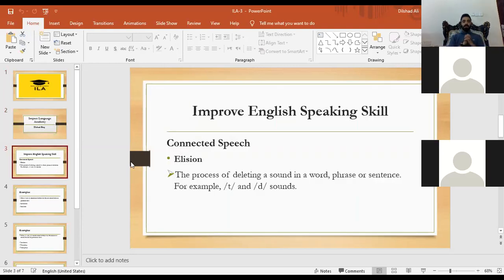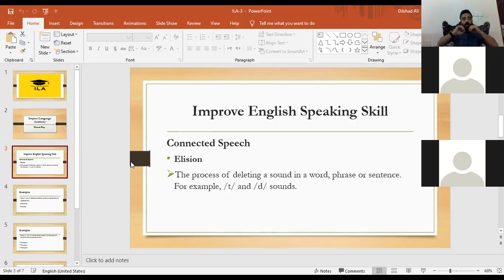Connected speech. What is connected speech? Connected speech means all the things that we've talked about in the last 2 weeks. When we join our speech, or when we want to have fast English speech, when we want to talk fast, fluently, confidently, we mostly link words together. We link sentences, sounds. How does this happen? Through connected speech.